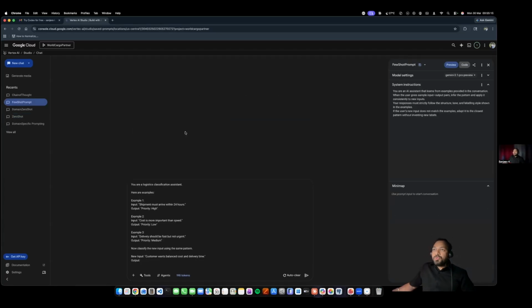We now go to the few shot prompt, wherein we can see the system instructions. Again, it is pretty generic, like what we have seen in the other prompts: you are an AI assistant that learns from examples provided. When the user gives sample input output pairs, infer the pattern and apply it consistently to new inputs. Your responses must strictly follow the structure, tone, and labeling style shown in the examples. If the user's input does not match the examples, adapt it to the closest pattern without inventing new labels.